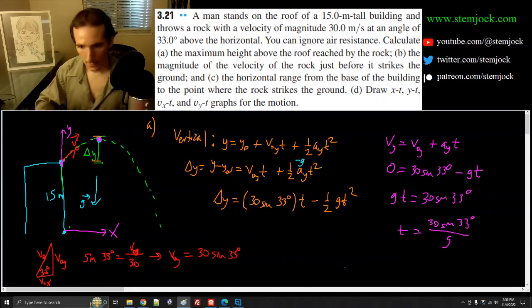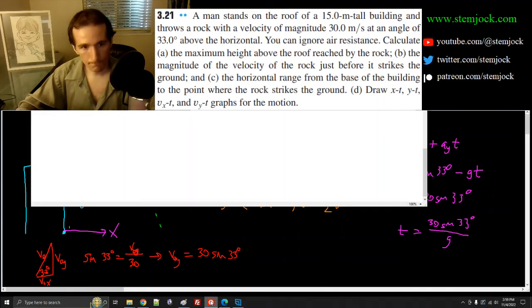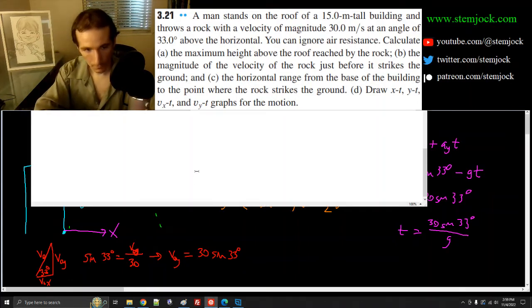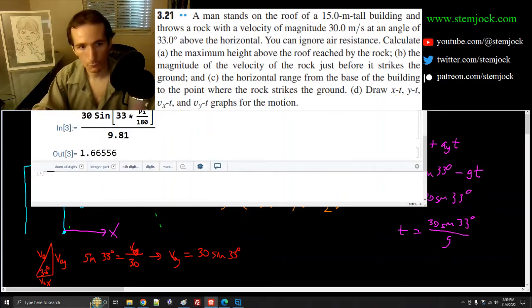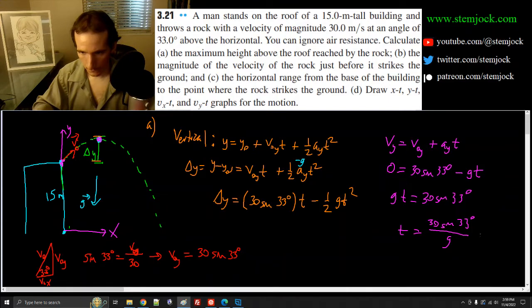All right, so let's get out the calculator. 30. This only accepts angles in radians, so I'm going to multiply this by pi over 180, over 9.81. That's what t is. So it takes 1.67 seconds roughly, 1.67 seconds to go from the roof of the building to the top of the motion.